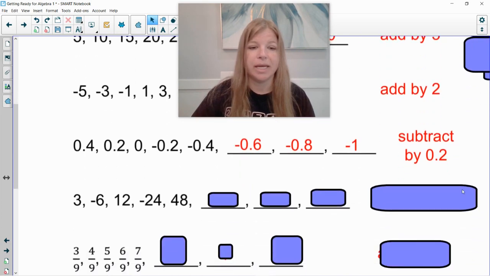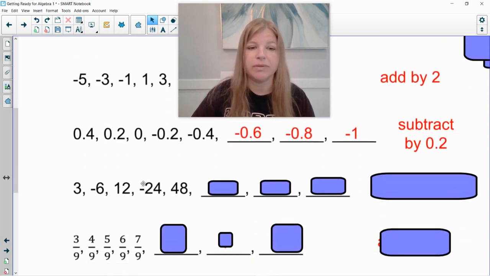Awesome. Next one, 3, -6, 12, -24, 48. I love these sequences because originally when you look at the numbers, you say, okay, well, 3 times 2 is 6, 6 times 2 is 12, 12 times 2 is 24, 24 times 2 is 48. But I see that they're alternating positives and negatives. How do you multiply 3 by a number and get -6? Well, it wouldn't be 2, it would be -2.